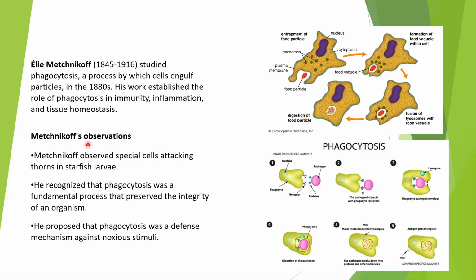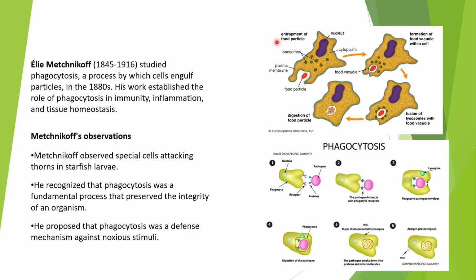What were the observations of Mechnikov? Mechnikov observed special cells. These were a particular type of cells, not all cells do this. So, special cells attacking thorns in starfish larvae. This work was done in starfish larvae, and he saw that these larvae have specialized cells which were attacking the thorns. He recognized that phagocytosis was a fundamental process that preserved the integrity of the organism. And he proposed that phagocytosis was a defense mechanism against noxious stimuli. So any kind of harmful stimuli was fought against using the phagocytosis mechanism. So, this was a part of the defense system.